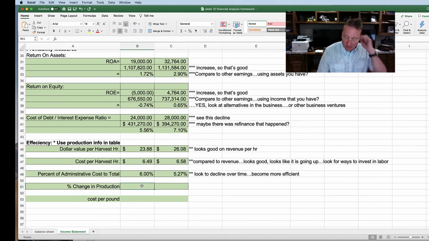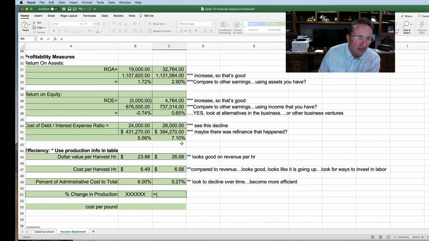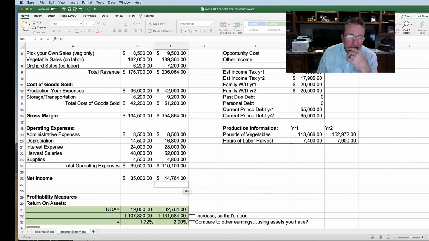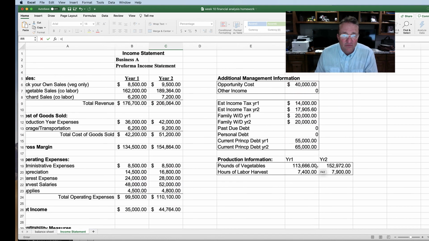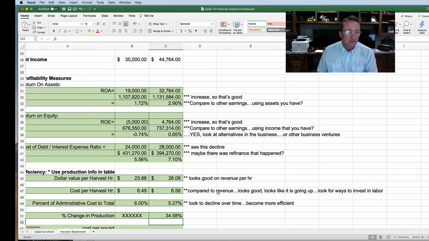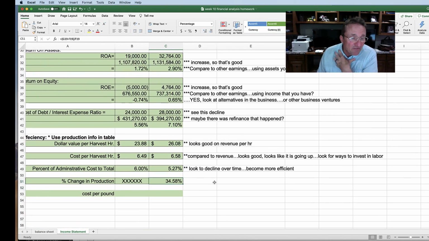All right, what about the change in production? I'm going to mark out this first one because change is about the difference. So really equals. Anytime you want to look at change, this could be done across any of these cost items or anywhere. You really take the value where it used to be. So I start a parentheses. It has grown to 152,972 pounds of vegetables minus where it started, 113, close parentheses. That's the change divided by where it started. That's always the formula. Percent there. It looks like vegetable production went up 34.58%.